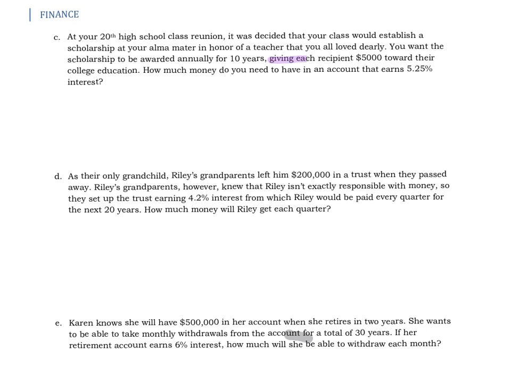So again, you're giving everybody $5,000 toward their education. That means you're pulling that money out of the account on an annual basis. So how much money do you need to have? You are looking for P, the total amount in the account. You're going to want to withdraw $5,000 every year. And you're putting that money in an account that earns 5.25% interest. And you want to do this for 10 years. And again, you're only doing this once a year.